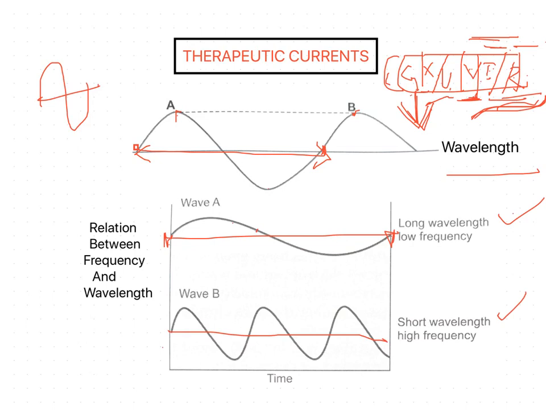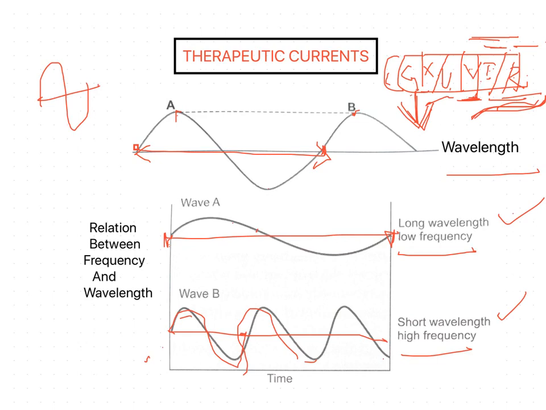If you see the frequency, the number of waves formed at a fixed point per second is low in A, so it is called low frequency. When more waves are formed, it is called high frequency. Normally the frequency is measured in hertz. That means the number of waves formed per second; one single wave formed per second is called hertz. How many occurrences of these waves are formed within 1 second is called hertz.